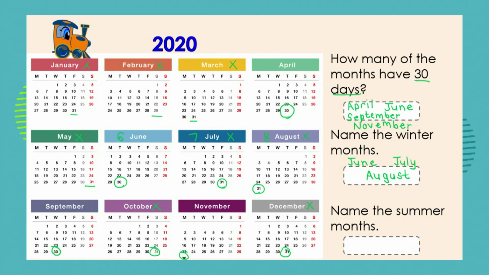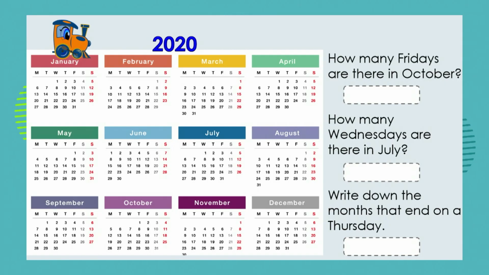Now let's name the summer months of the year in South Africa. In South Africa, our summer months are December, January, and February, the month of love. So we can see that the summer months are the 12th month, which is December, the 1st month of the year, January, and the 2nd month, February. Let's look at the next question.